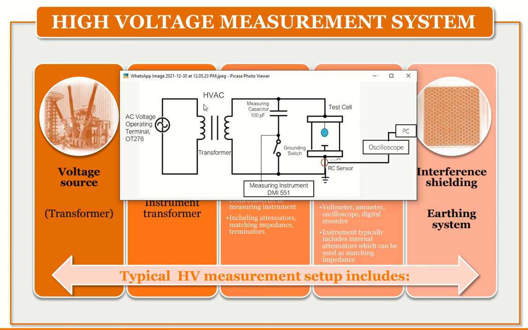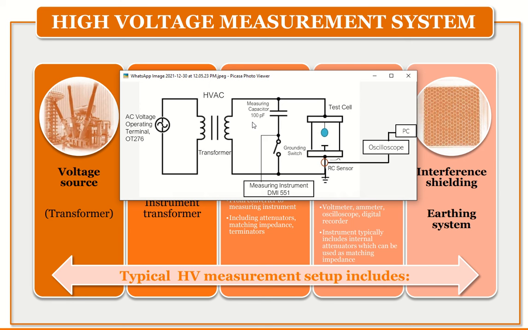So I want to share here the schematic diagram we normally use in Unimap. They have several parts. They have an AC voltage operating terminal OT276. For your information, in the high voltage lab in Unimap, we use the Haefely brand, and they have a single stage measurement transformer. So they have a transformer here, and then the measuring capacitor.